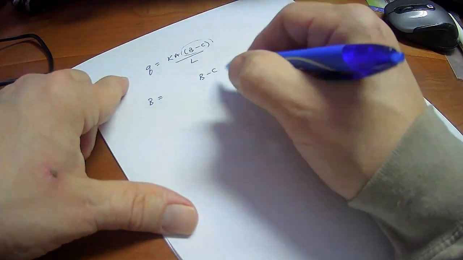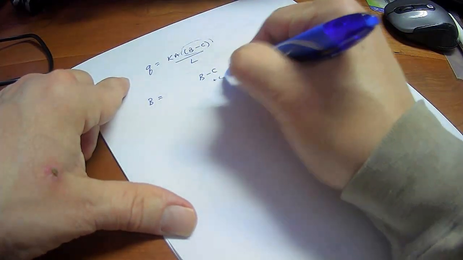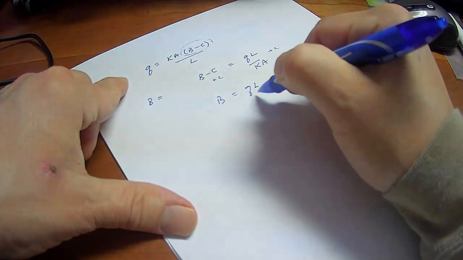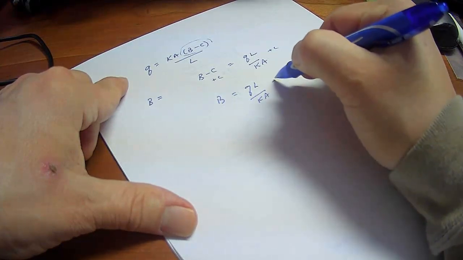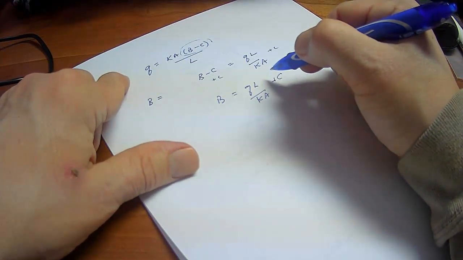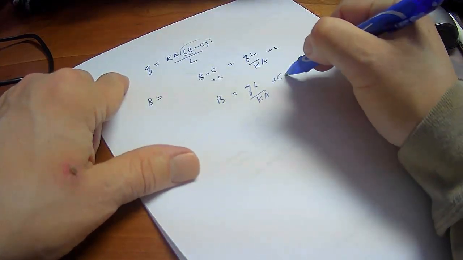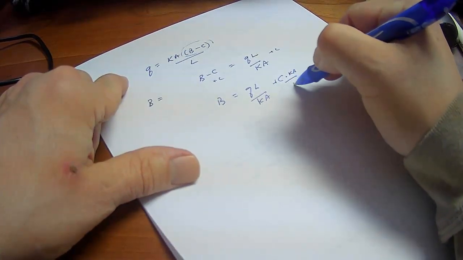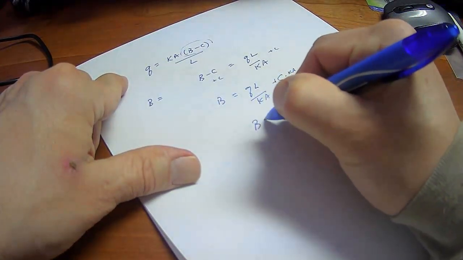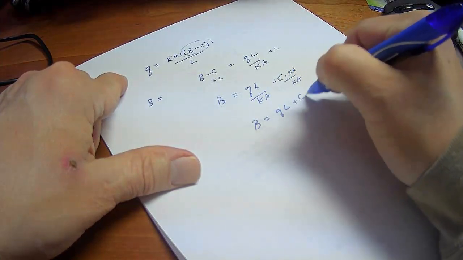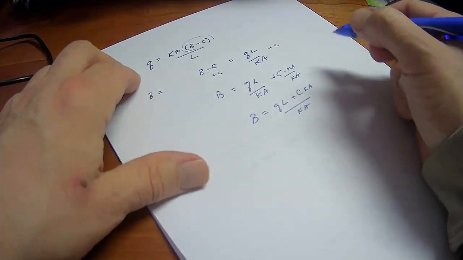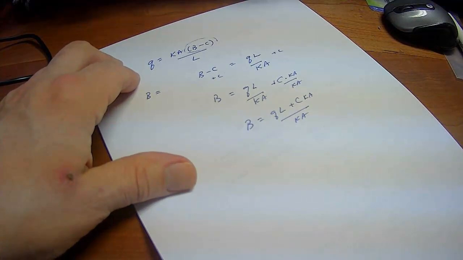I want to solve this for B. So if I add C to both sides, I get B is equal to QL over Ka plus C. And again, I would like to make this look a little tidier. So I'm going to multiply by Ka over Ka on this last term, so I have a common denominator. And I get B is equal to (QL plus CKa) all over Ka. And that would be the way I arrange that formula. So hopefully, you see, these aren't so bad.